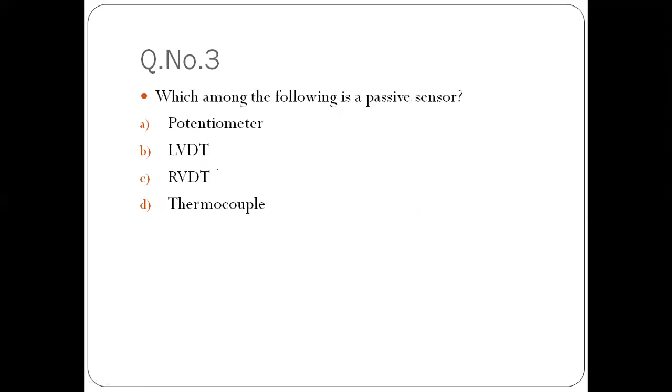Which among the following is a passive sensor? So you can classify the sensor as active sensor and passive sensor. An active sensor requires an external power source to operate, whereas a passive sensor does not require any external power source to operate. Among the options, potentiometer, LVDT, RVDT, all these three require an external power source to operate, whereas a thermocouple itself generates EMF. So it is an example of a passive sensor. We did not give any extra current to operate.